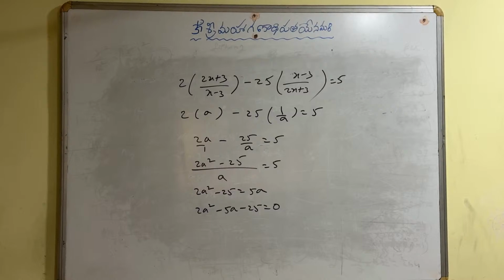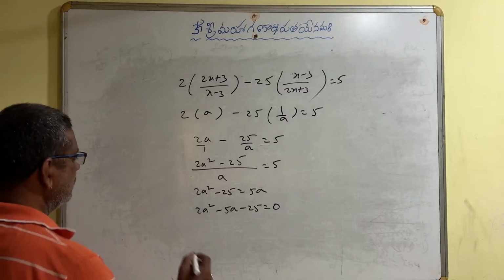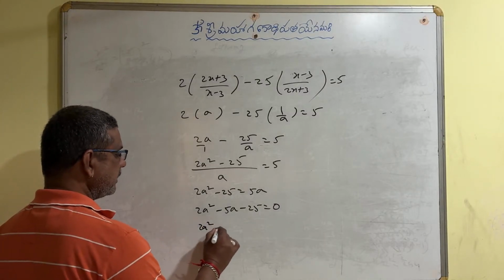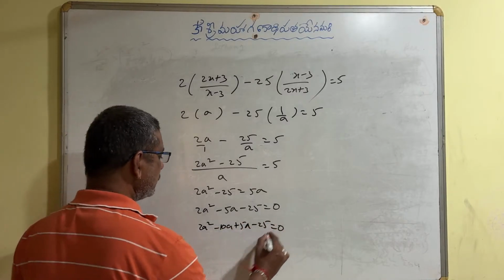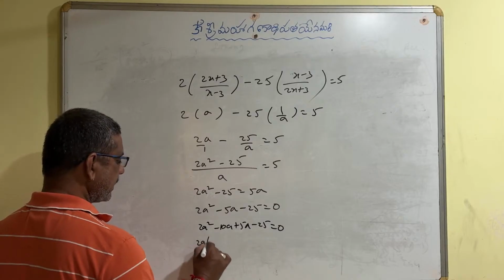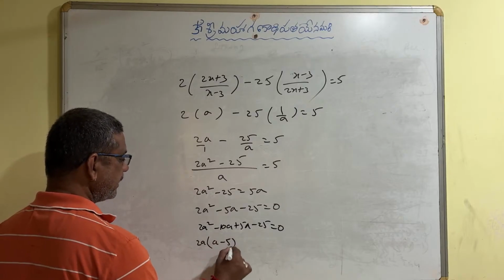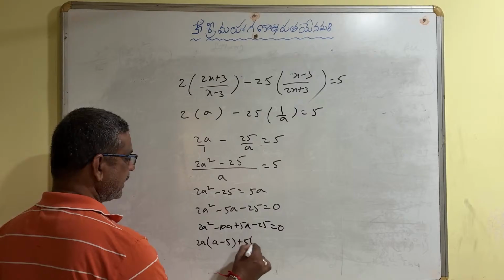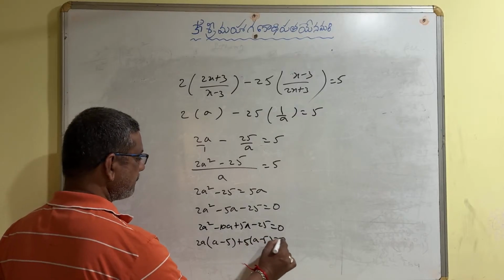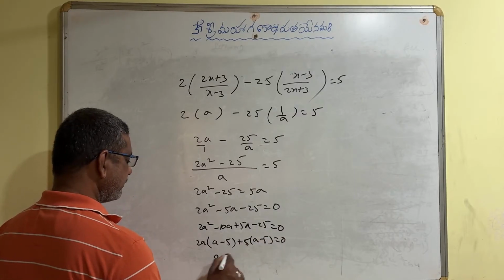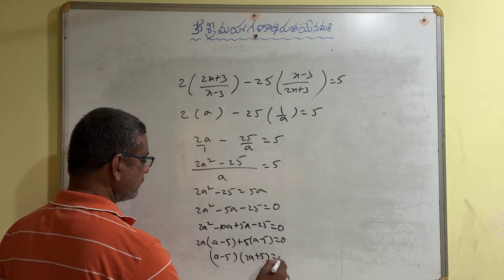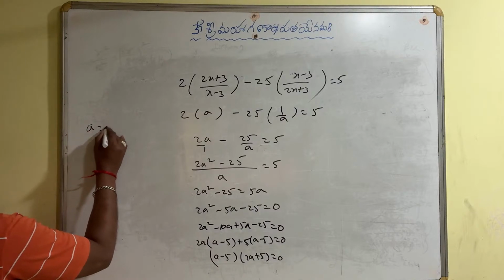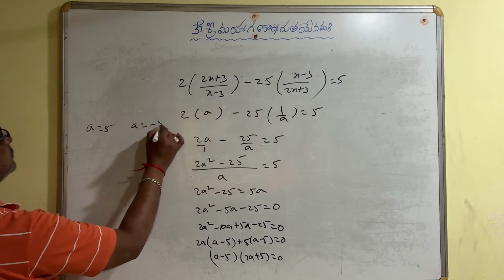Minus 10a plus 5a. Two a square minus 10a plus 5a minus 25 is equal to 0. 2a common, a minus 5 plus 5 common, a minus 5. So a minus 5, 2a plus 5. So a is 5 and minus 5 by 2 also.